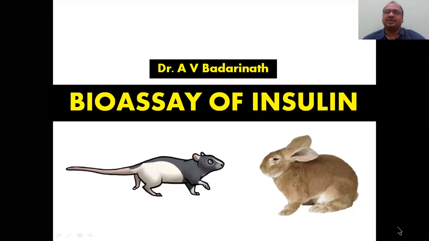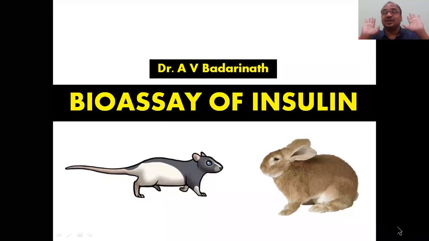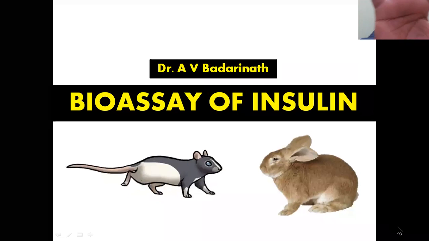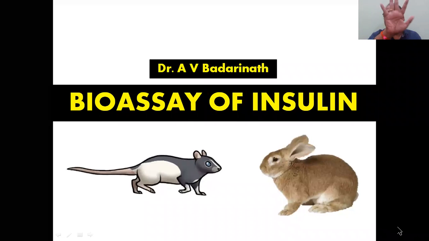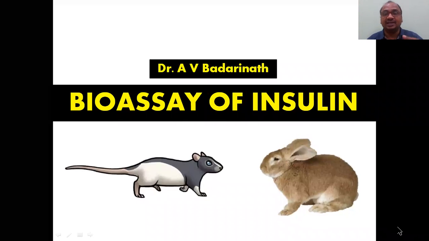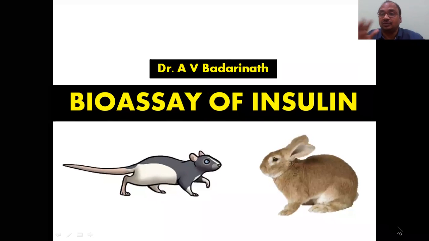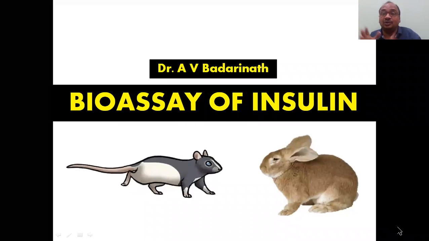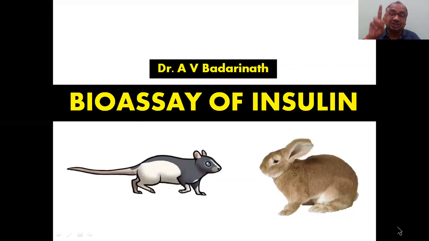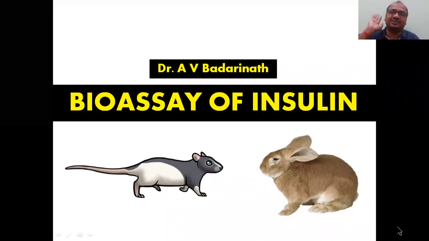In this video, we will see the bioassay of insulin. Totally, there are 5 methods. Keep in your mind: 1, 2, 3, 4, 5. 5 methods are there totally. In that, mainly 2 methods we are using. One is the mouse method, and another one is the rabbit method. So these 2 methods are important among the 5.